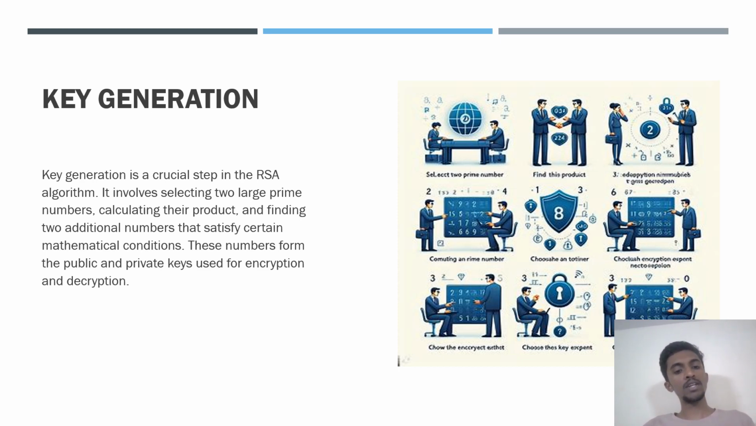So these numbers form the public and private keys used for encryption and decryption, where the public key means both sender and receiver will know it, but the private key, the sender will create and send to the receiver, and the receiver, by using that private key, will decrypt the message or whatever information was sent by the sender.